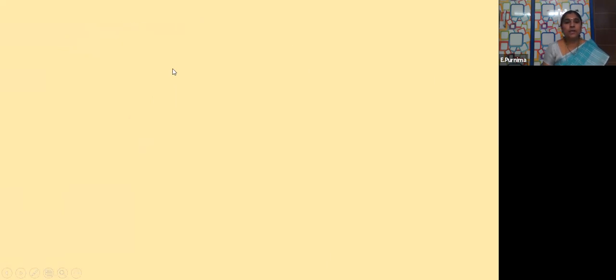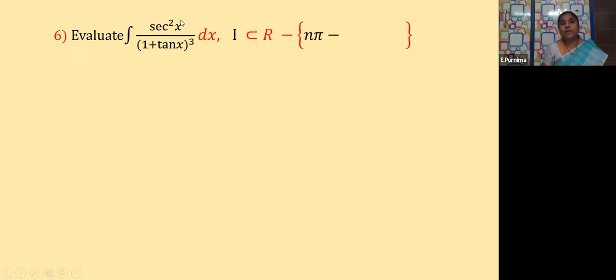Clear? Let us see the next one, one more kind of sum here. Evaluate the integral of secant square x by 1 plus tan x whole cube into dx.